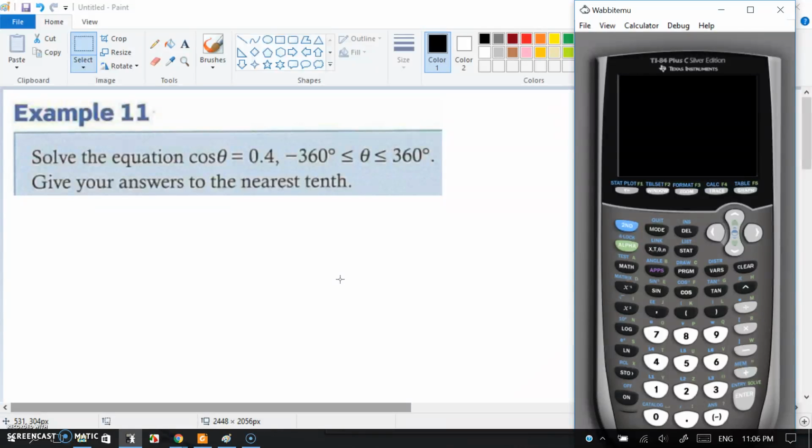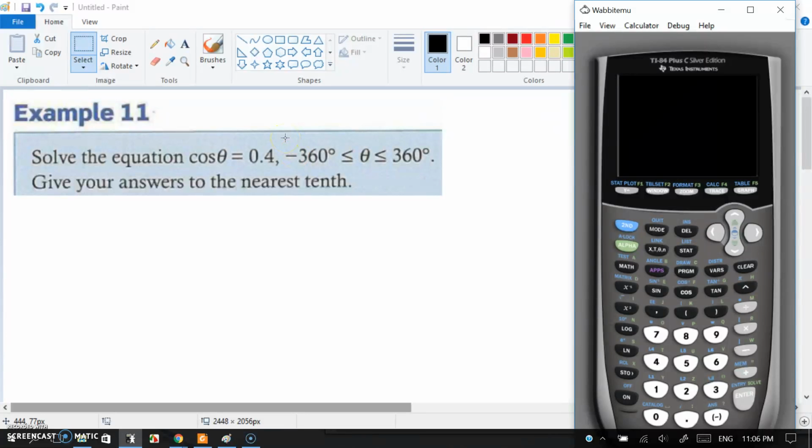In this video, I'm going to show you guys how to use your TI-84, your GDC, to help you solve trig equations. This is example 11 from the textbook. They want us to solve the equation cosine theta is equal to 0.4, where theta can be from negative 360 degrees to 360 degrees, and give the answers to the nearest tenth.